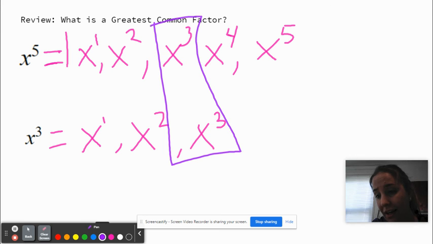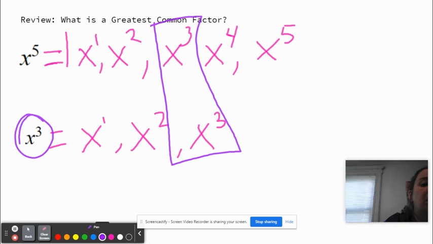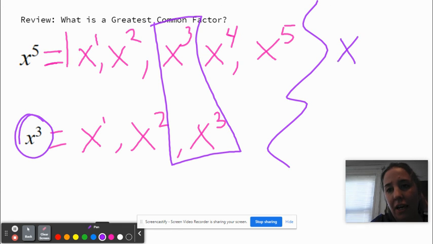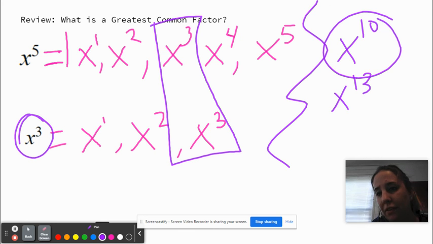So basically what I'm getting at is if you have variables that are raised to some kind of power, the GCF, the greatest common factor, is the lower of the two exponents. You can kind of just jump to that. So if I were asking you x to the 10th and x to the 13th, what's the greatest common factor? X to the 10th would be. So just go with the lower exponent. That's the quick trick, but this is why. All right, so that was the review, getting us ready.